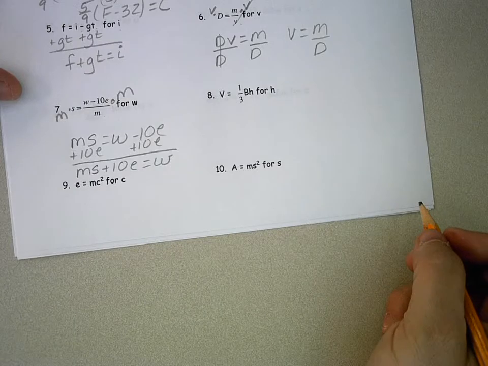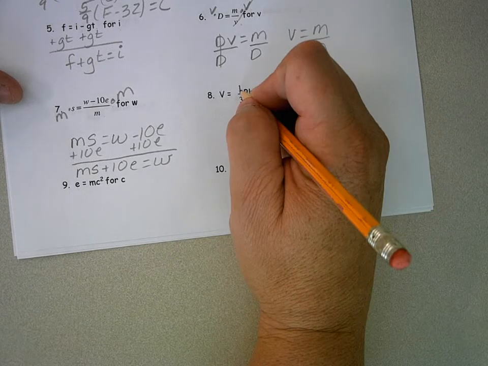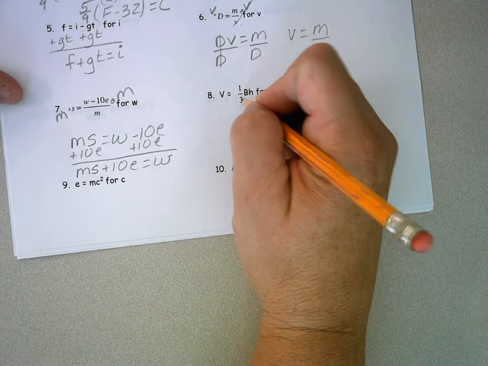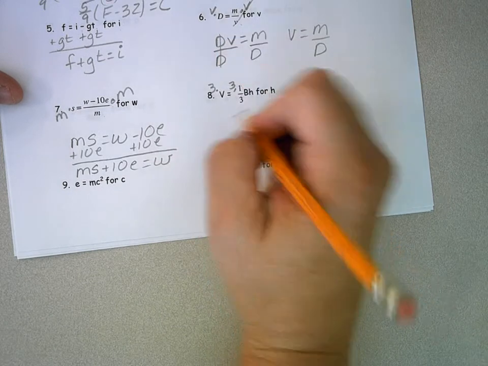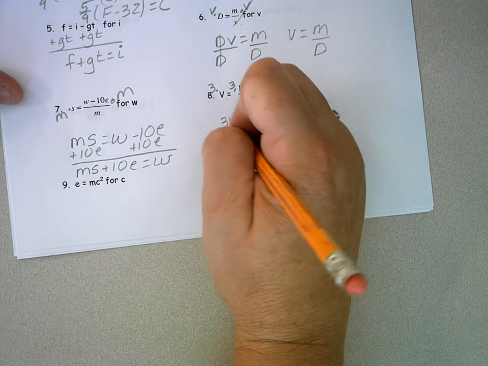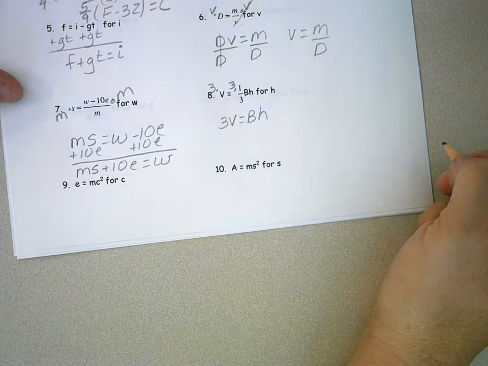Number 8, to get rid of 1 divided by 3, we're going to multiply both sides by 3, and that becomes 3V equals BH.